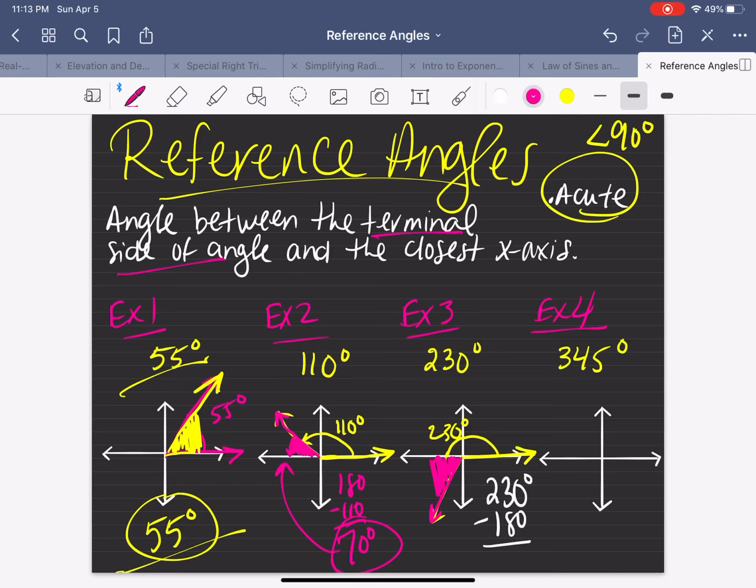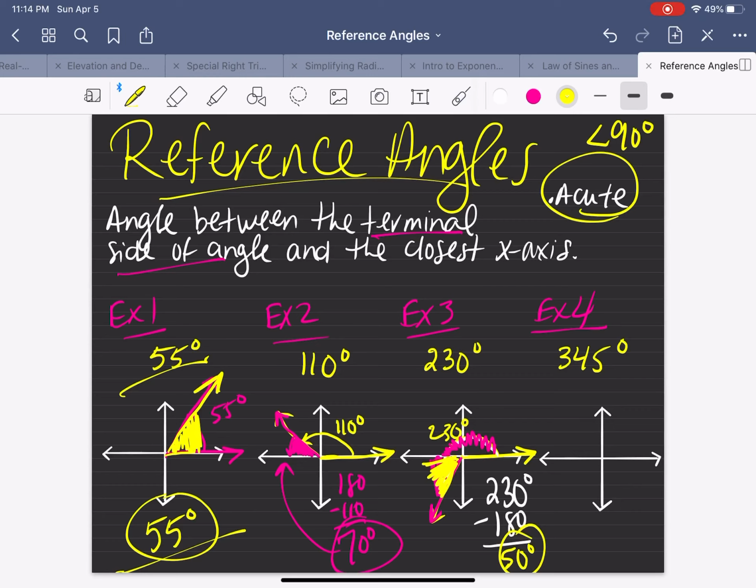Again, here's why. Initially, we graphed 230 degrees and it was this angle here. But if we subtract 180 degrees, which is this pink part, you get the reference angle that we're trying to find. So 230 minus 180 is 50 degrees. So that is our reference angle.